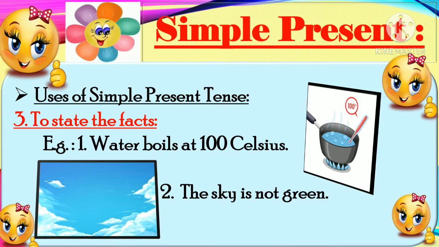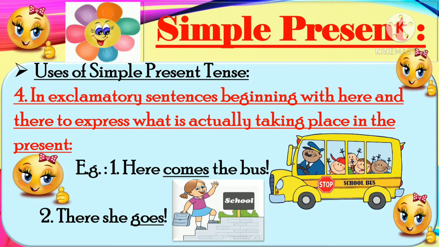Simple present tense is also used in exclamatory sentences beginning with here and there. For example, hey, here comes the bus. Hey, there she goes. These are exclamatory sentences. If you consider the two verbs, comes and goes, they are in present tense.